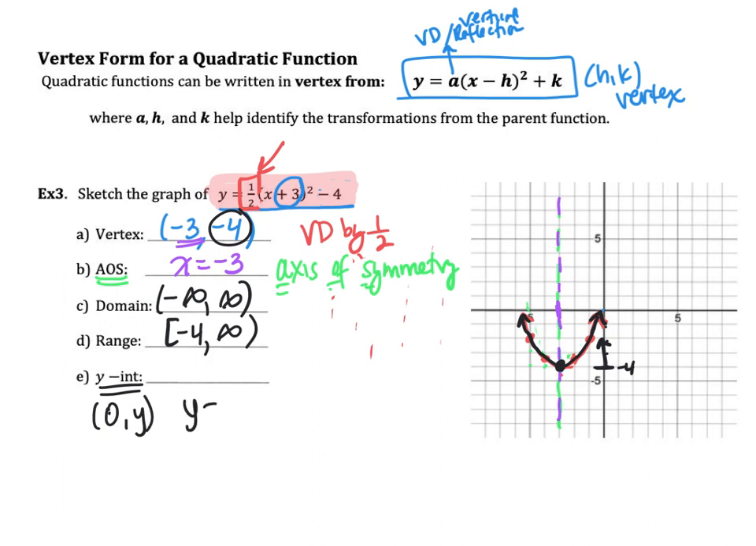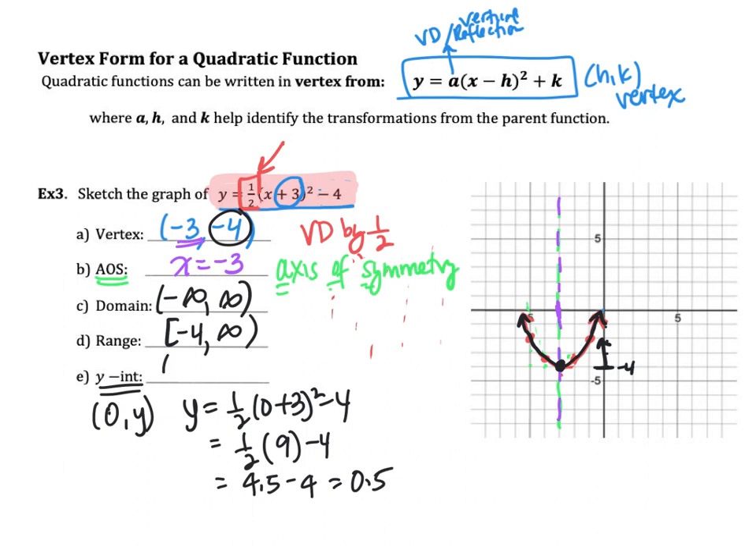So I'm going to plug in 0 for x, and I'm going to do a quick mental calculation. So 0 plus 3 is 3, 3 squared is 9, half of 9 is 4.5, and 4.5 minus 4 is 0.5. So my y-intercept is (0, 0.5). So this would provide one more point to help me draw it even more accurately if I wanted to do that. But you don't need to.